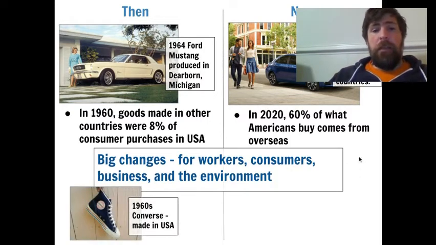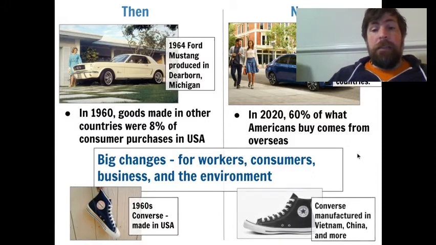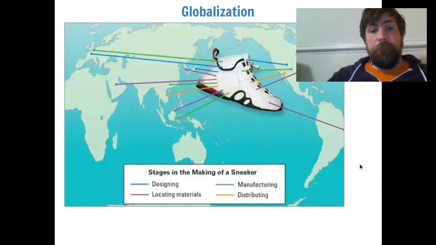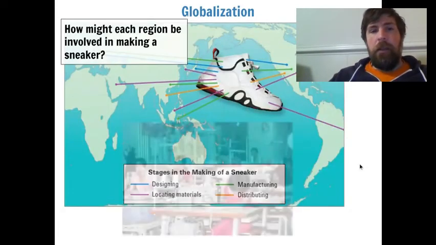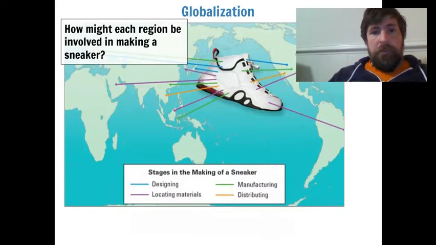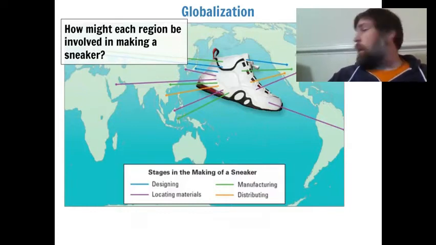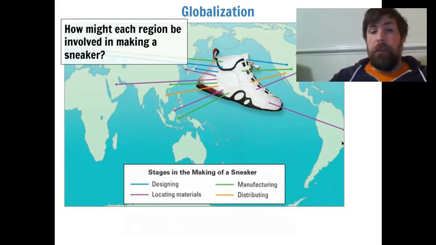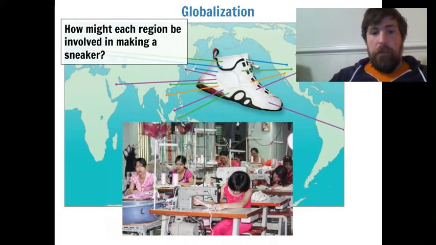Another example, in the 1960s, Converse All-Stars, which I owned a pair of in middle school, were made in the United States. Today, they are no longer made in the United States. They are made in Vietnam and China and other South Asian countries. So we're going to be talking about the sneaker, and where sneakers are made and how they are made and how that is affected by globalization. And here is a factory in South Asia where some women are assembling sneakers.